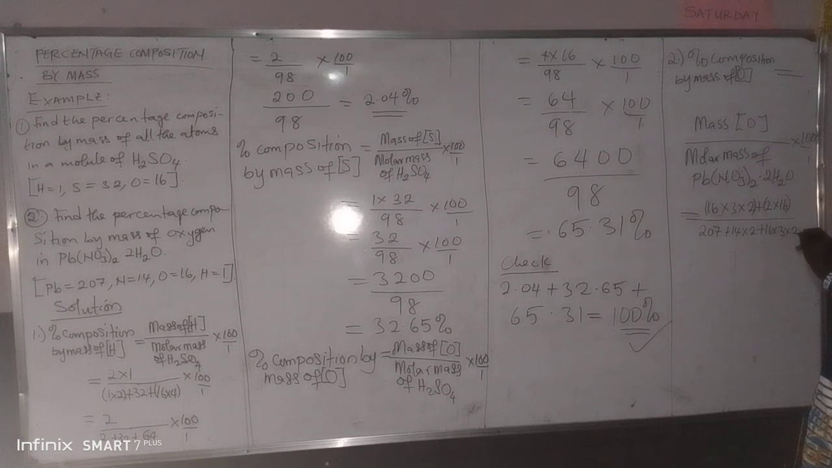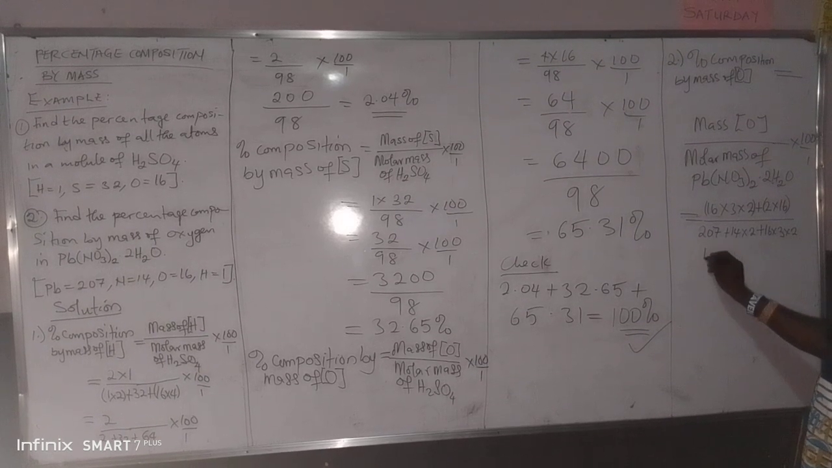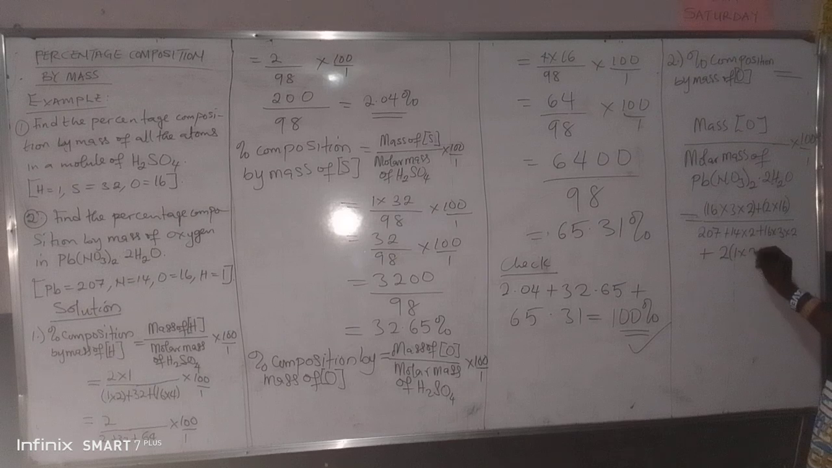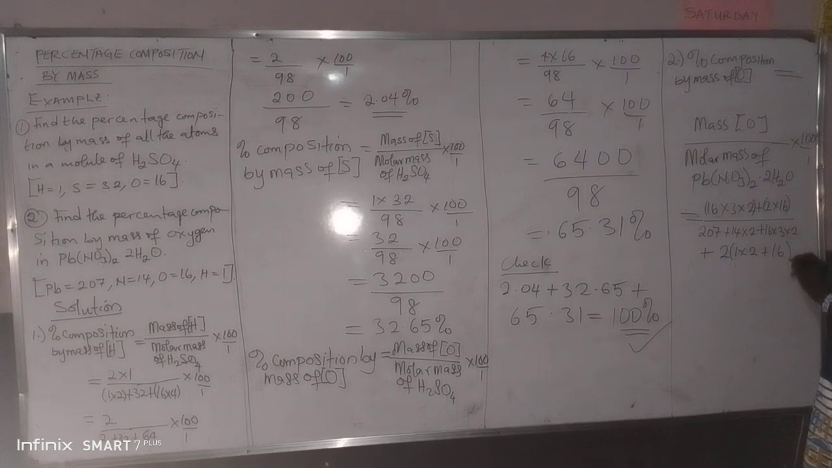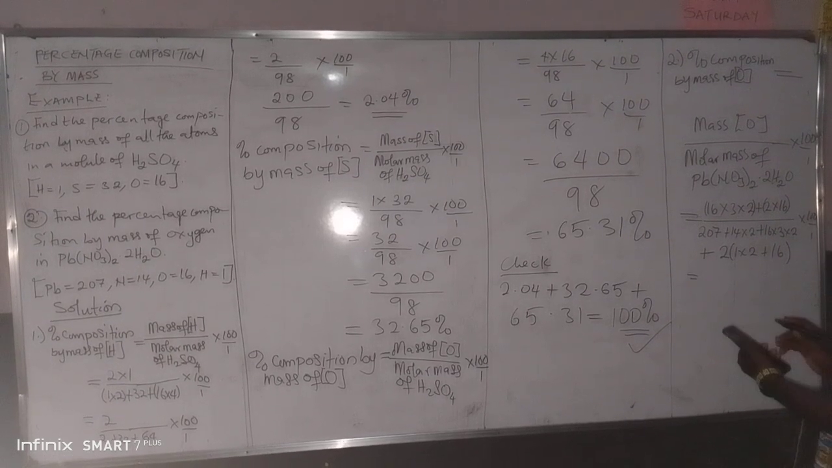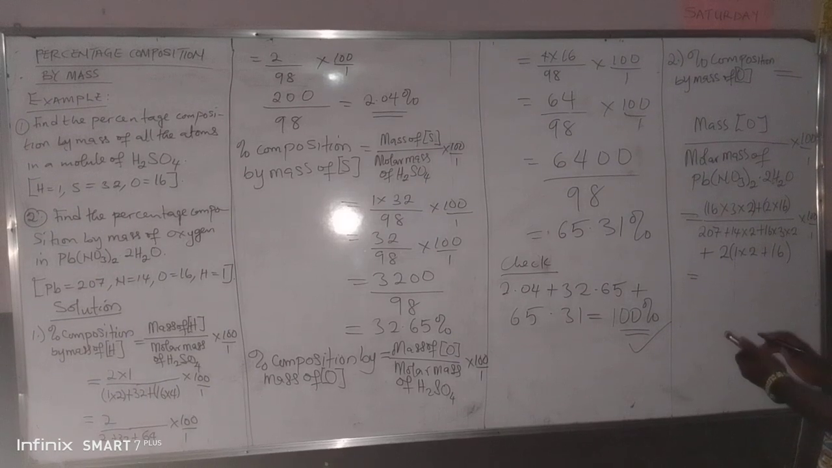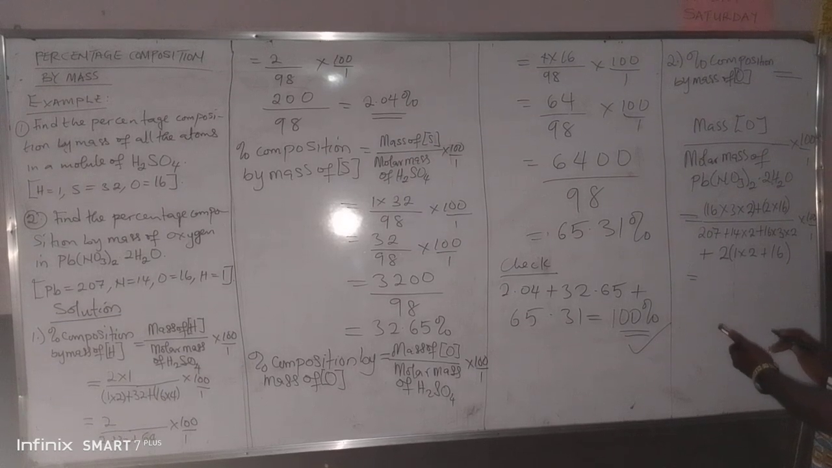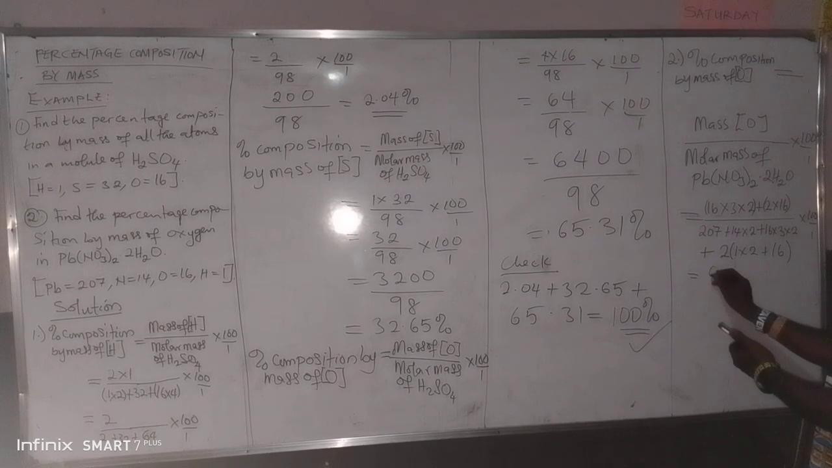times 2. Now, plus this 2 that is outside. Then this hydrogen is 1 times 2, plus this oxygen, which is 16. Now, everything times 100/1. So this one gives me, what is 16 times 3? 16 times 3 times 2 gives me what? 96. Plus 2 times 16, that's 32.